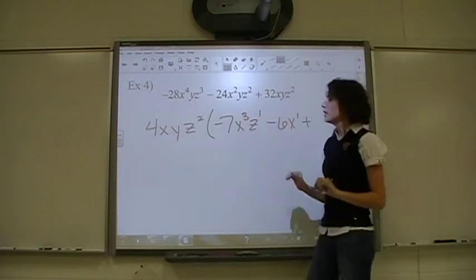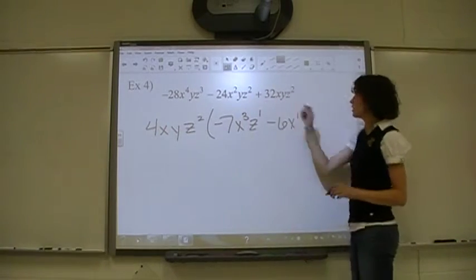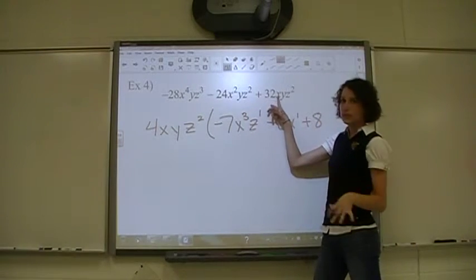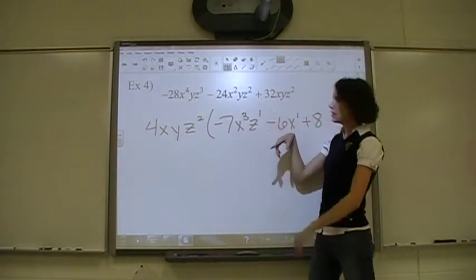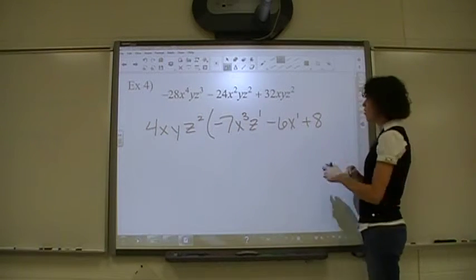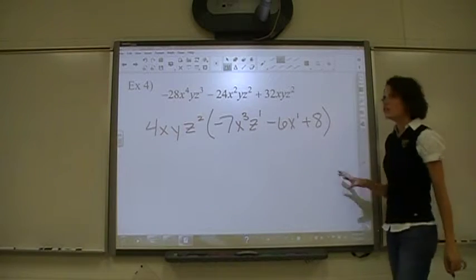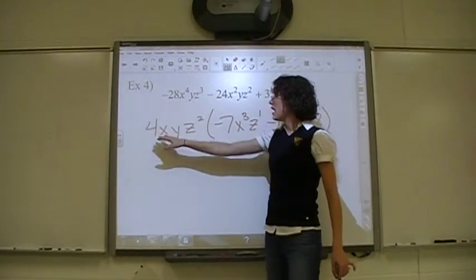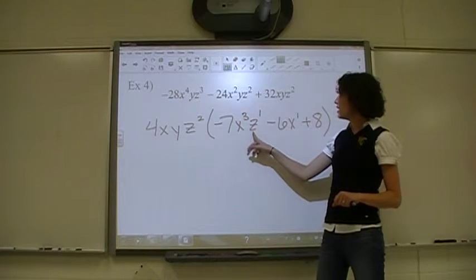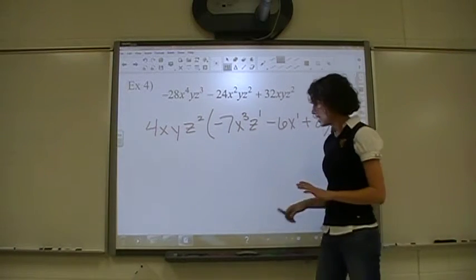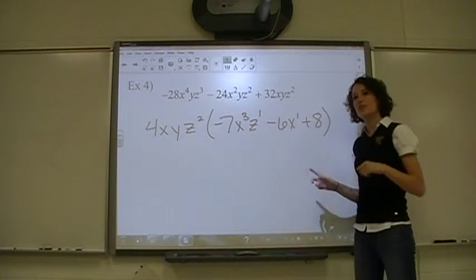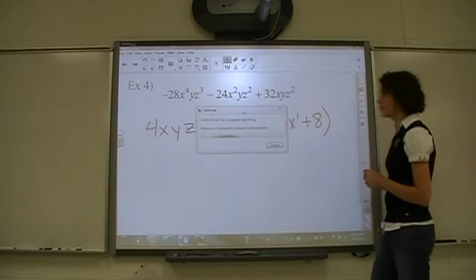Then plus, let's do the last one. You take a 4 out of 32, you're left with 8. You take an x out of x, you're left with nothing. Take a y out of y, you're left with nothing. A z squared out of z squared, you're left with nothing. So all it is is 8 at the end. So our final answer is 4xyz squared times the quantity of negative 7x cubed z minus 6x plus 8. And you look at everything that's inside these parentheses, can't take anything else out, so that means we got our greatest common factor on the first try.